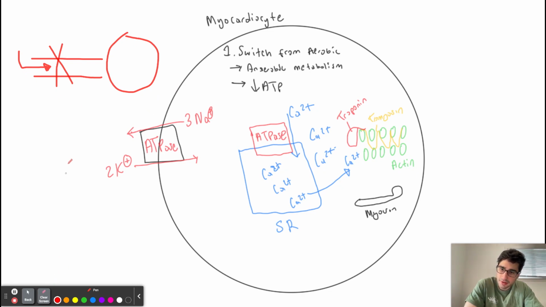Now, this is really important because oxygen is going to play an essential role in normal cellular metabolism. Remember that oxygen is going to be the final electron acceptor in the electron transport chain. And in order for us to generate the ATP that we need for normal cellular processes, we need oxygen.